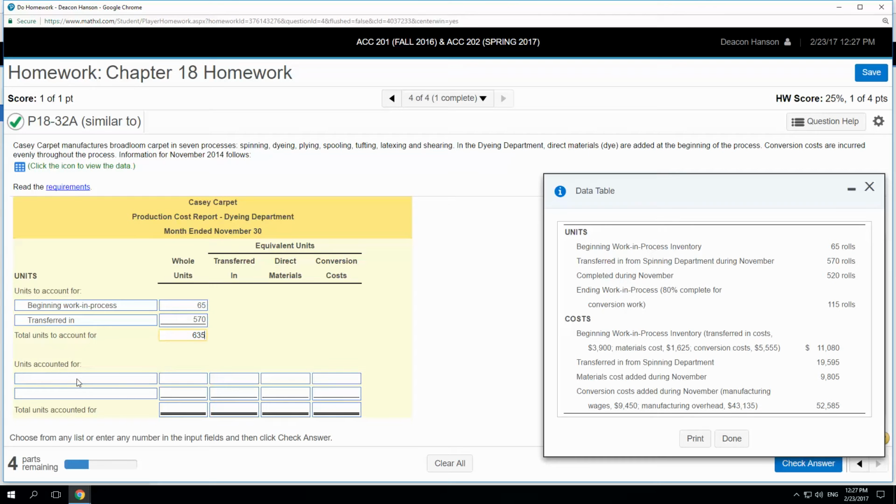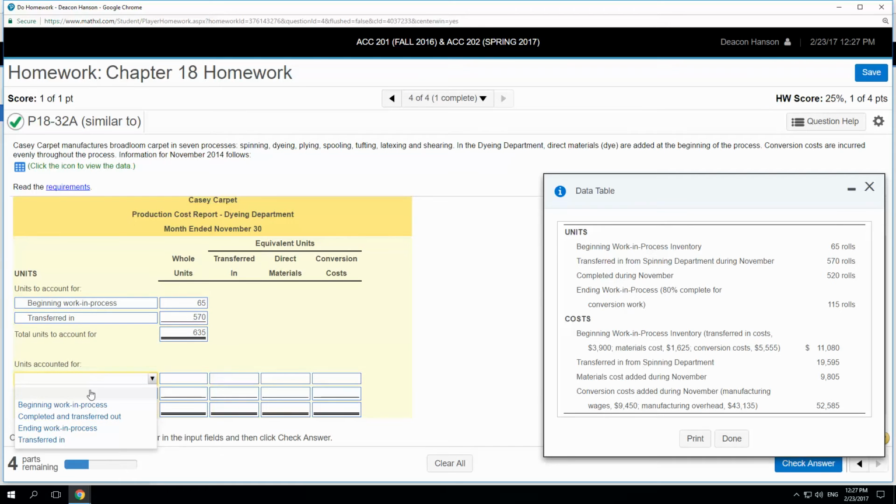So units could either be transferred out or remain in ending inventory. So we're going to label that. Completed and transferred out would be over here, 520. And anything left in ending work in process, we would list here, 115 rolls. Okay, so that should match up to this total up top. It should balance. So we got 635 and it balances.